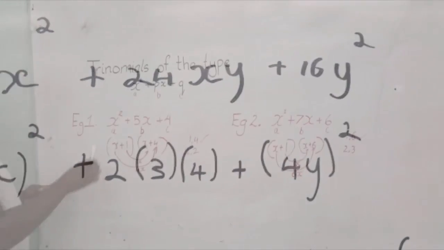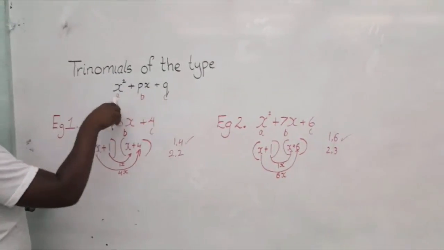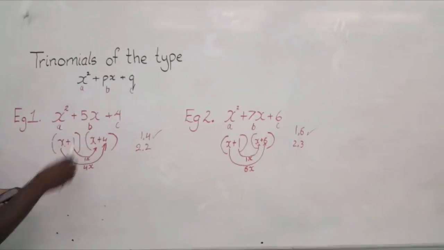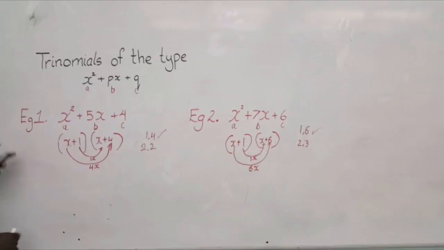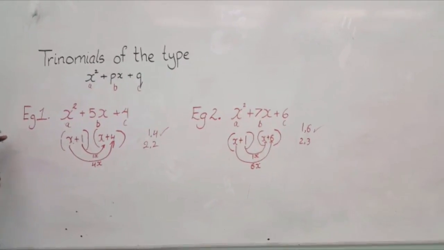And that's basically it. Trinomials of the type x to the power 2 plus px plus q. First we have to identify a, b, and c.